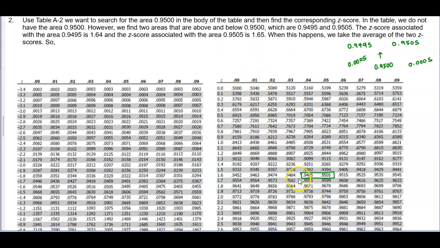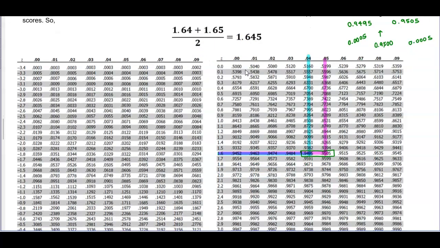Since they are both the same distance, we need to find the average between those two z-scores. The first z-score is 1.64, and the other is 1.65. The z-score associated with the area of 0.9495 is 1.64, and the z-score associated with the area of 0.9505 is 1.65. When this happens, we take the average of the two z-scores. So 1.64 plus 1.65 divided by 2 gives us the z-score of 1.645.